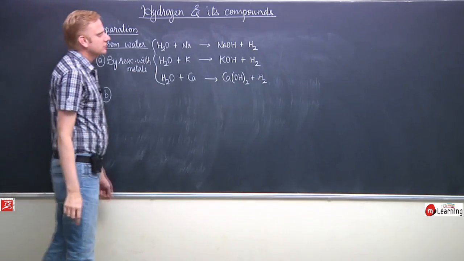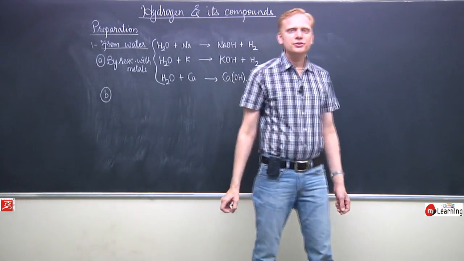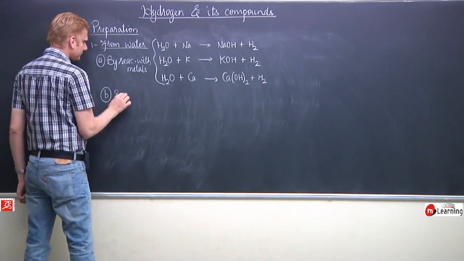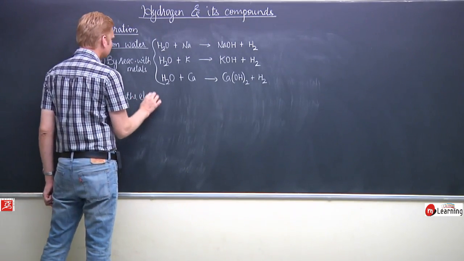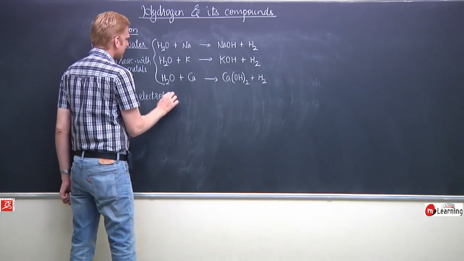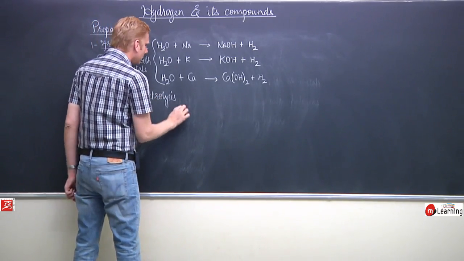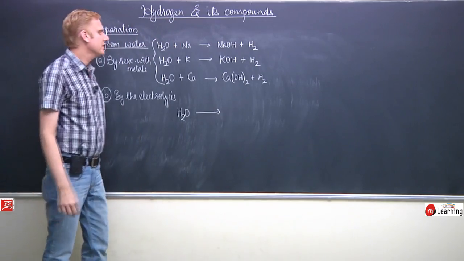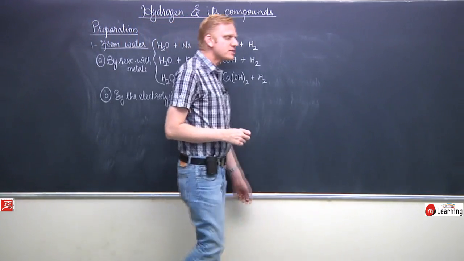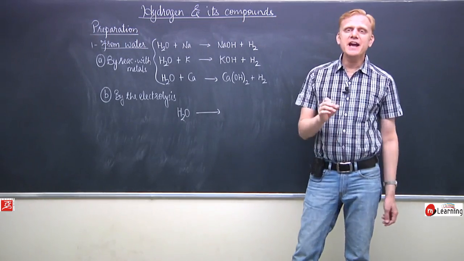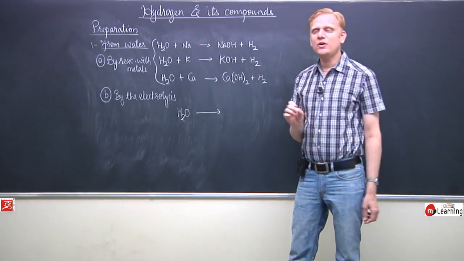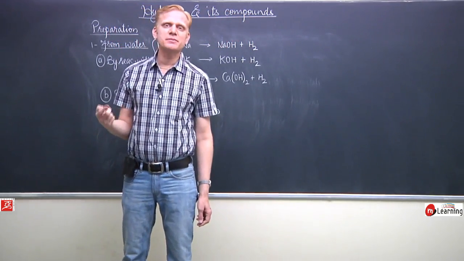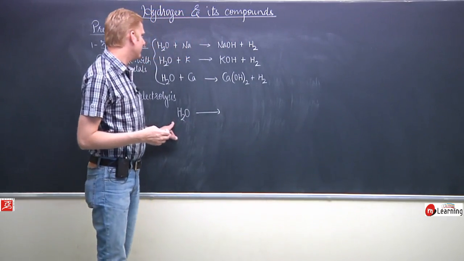Another way to produce hydrogen from water is by its electrolysis. By the electrolysis process, pure water cannot be electrolyzed. Since pure water cannot be electrolyzed because it is not conducting, if we add a small amount of an acid or a base or a salt in water, then it is possible to electrolyze water.